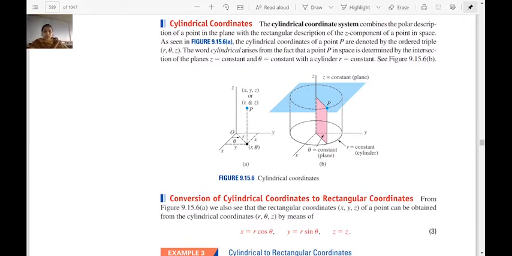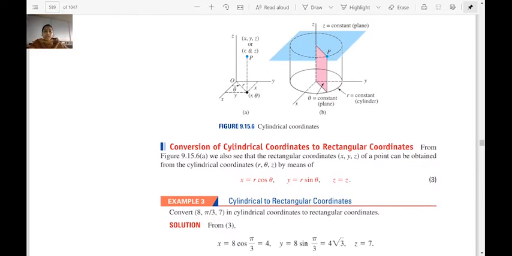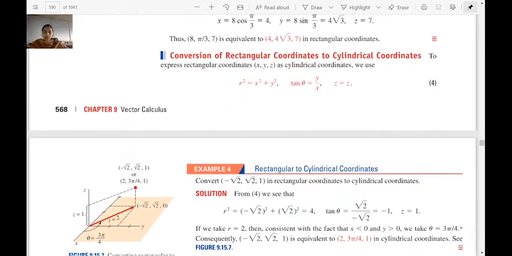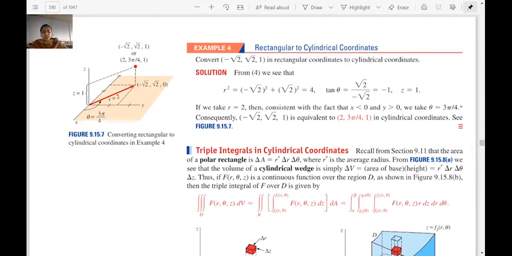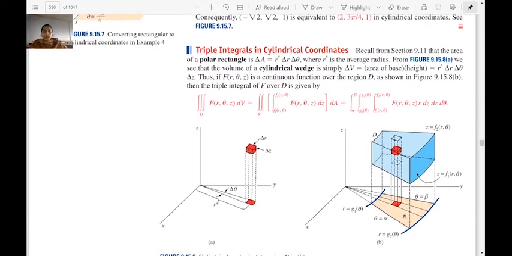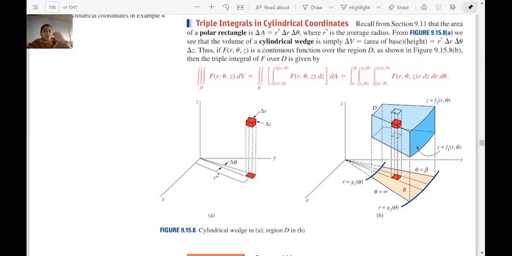So this is how the concept of cylindrical coordinates came, and we have done examples for conversion of cylindrical to rectangular, rectangular to cylindrical and so on. Now next we shall be dealing with an example to solve the triple integral with the help of cylindrical coordinates.